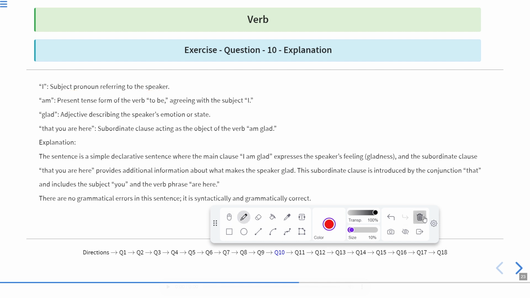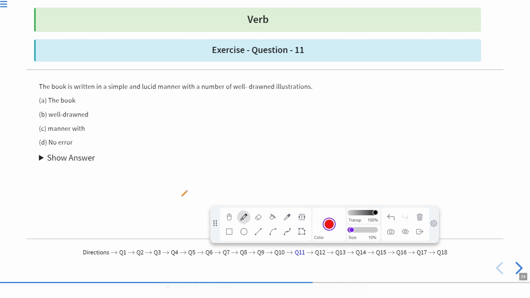Okay, so the entire sentence is absolutely correct. Now let us move to question number 11. The book is written in a simple and lucid manner with a number of well-drawn illustrations. Now, well-drawn is the correct word because illustrations are the noun, which should be qualified by an adjective. Well-drawn is actually an adjective. Well-drawn means in a proper manner or in a proper drawing.